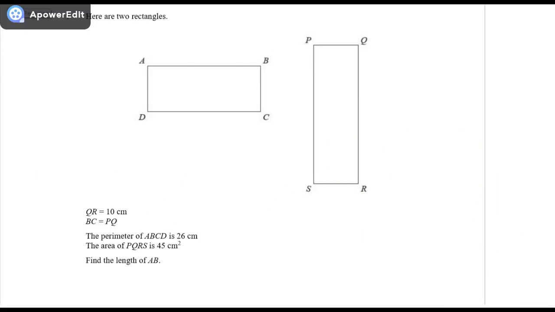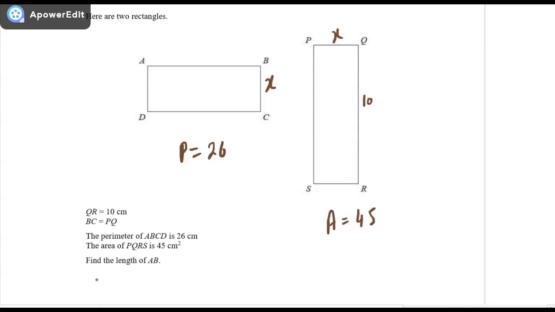Guys, in question number 7, here are two rectangles. QR is 10, just label it. BC is equal to PQ. So if this is X, this is going to be X as well. I'm just supposing it. The perimeter of ABCD is 26, so P is 26 for this one, and the area of this rectangle is 45.